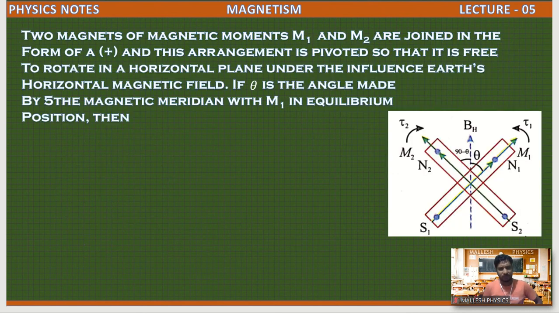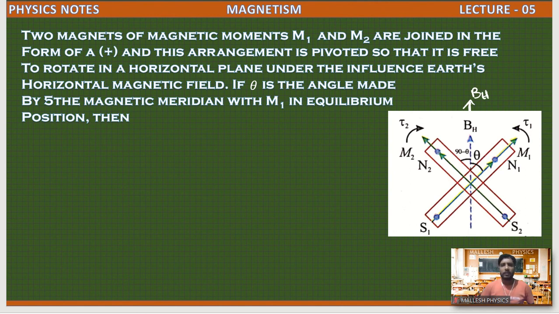Next, we will see applications of magnets. Now we have seen the magnetic couple acting on the bar magnet, and now we will see two or three applications. First application: there are two magnets of magnetic moments m1 and m2 joined in the form of a plus, and this arrangement is pivoted so that it is free to rotate in the horizontal plane under the influence of Earth's horizontal magnetic field, represented by BH.